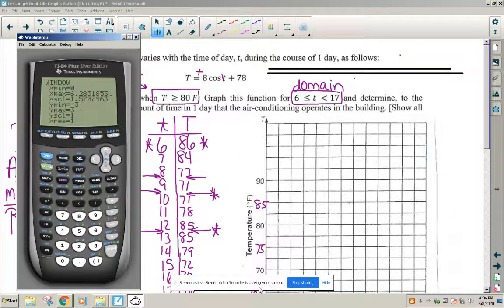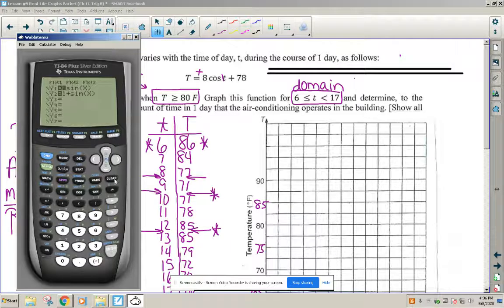Now, my window has to match my graph. The x's are going from 6 to 17, so I'm going to count by ones. This is going to give me the graph that will match this one. I need the radian so that the cosine curve will actually show up. Now, the y, according to this, goes from 60 up to 90, and I counted by 5s. So resetting your window to match the graph that you're making is very, very important.